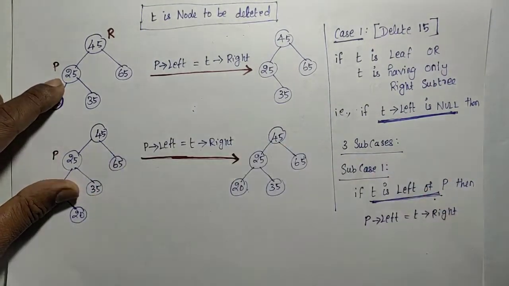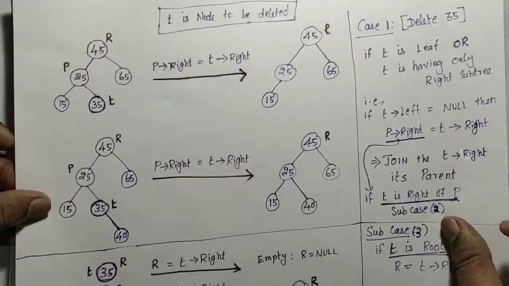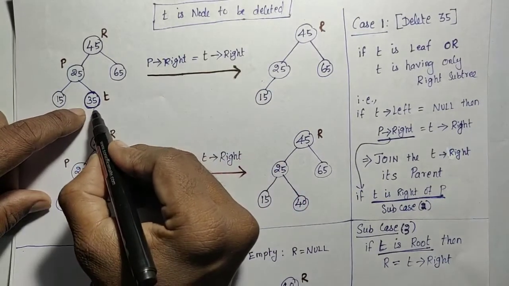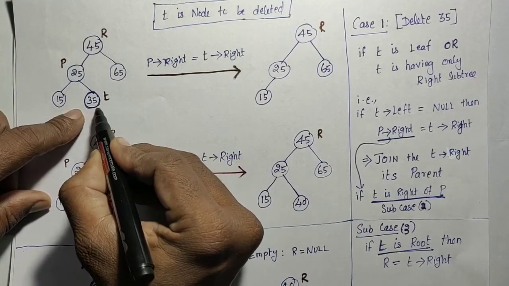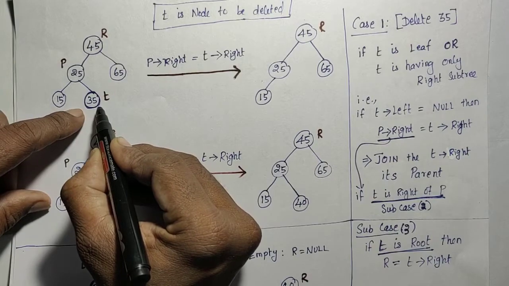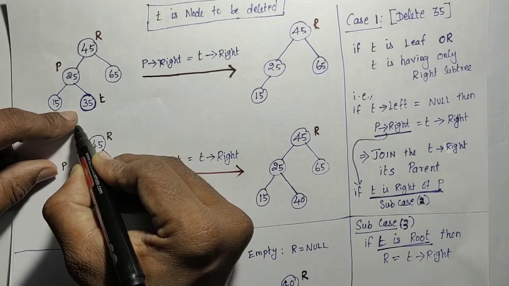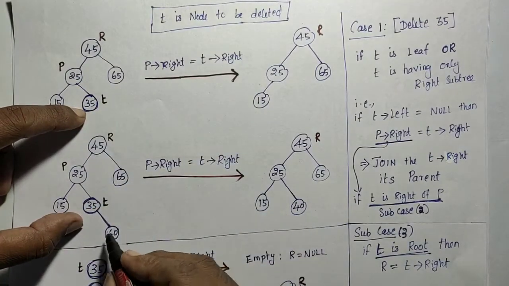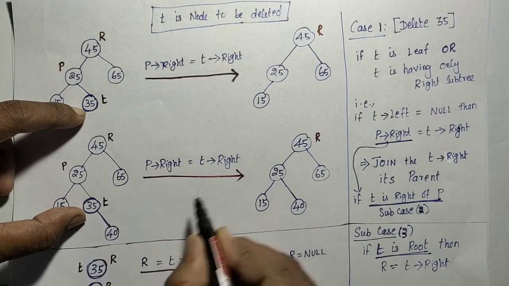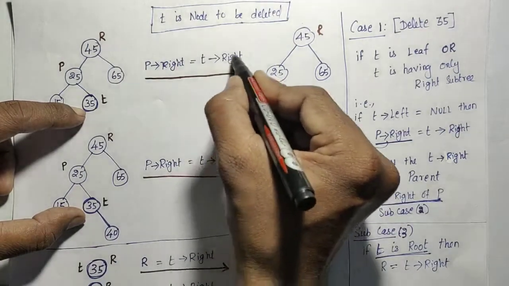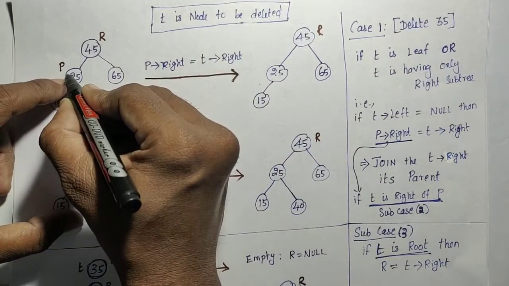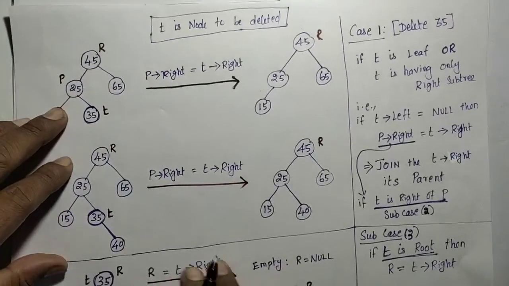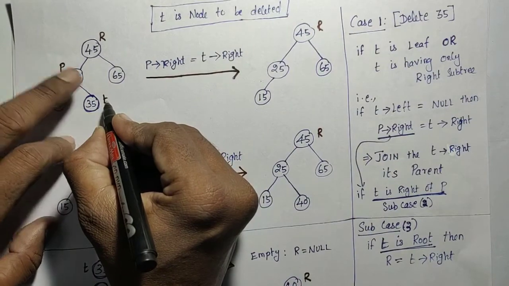If the T is the left of the P. Now if the T is the right of the P, in this case, I want to delete T. Here the left is null, in both cases the left is null. So now I need to consider only the T of right, which needs to be linked with P of right. So instead of P of left, in this case it is P of right, because the T is now the right of the P.